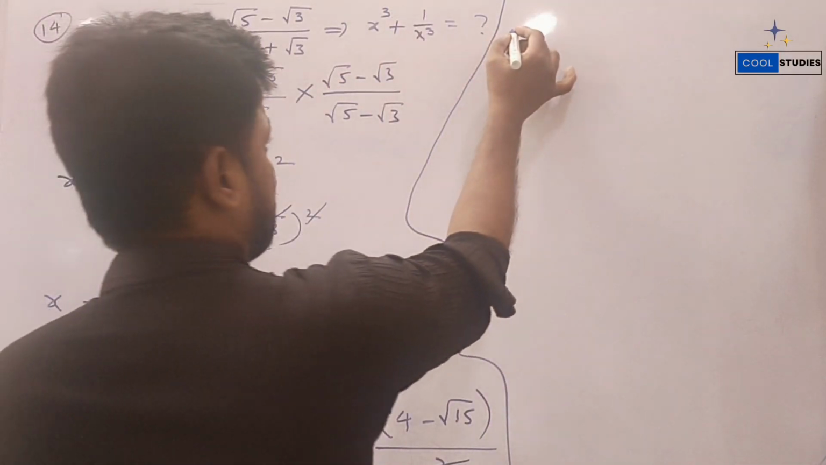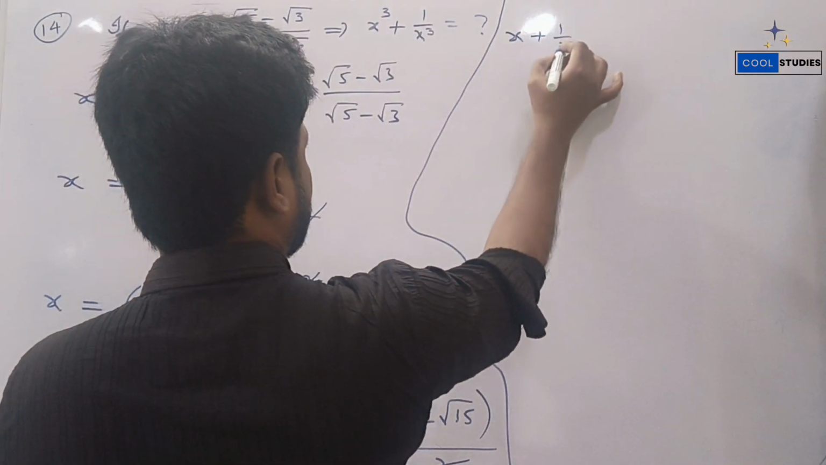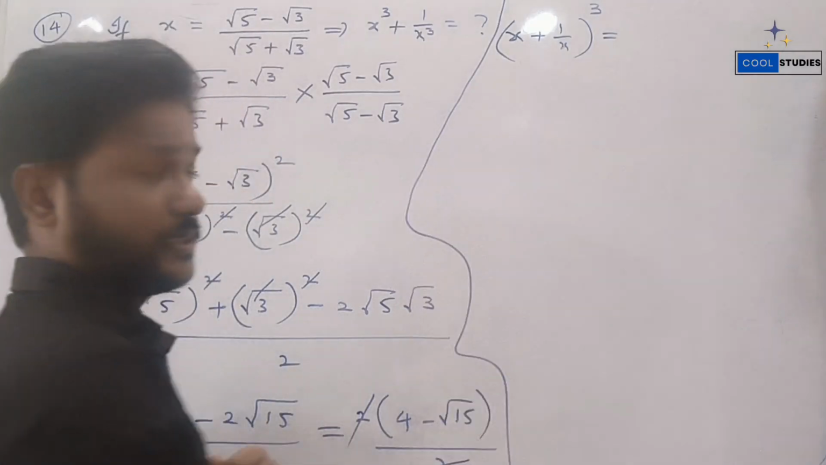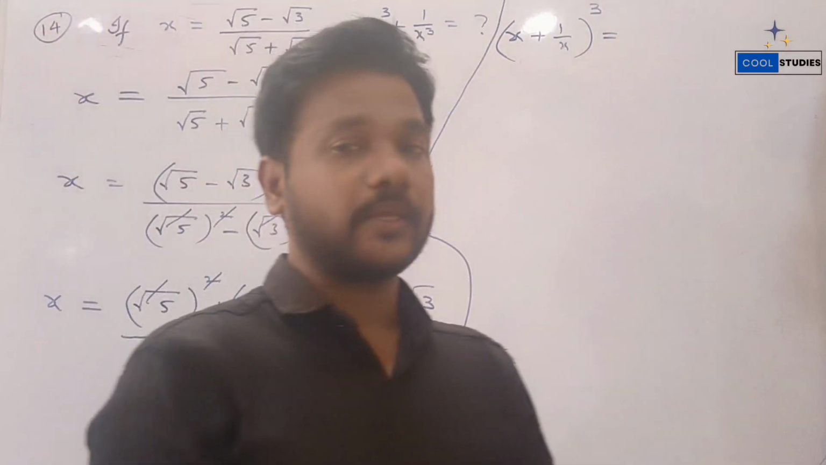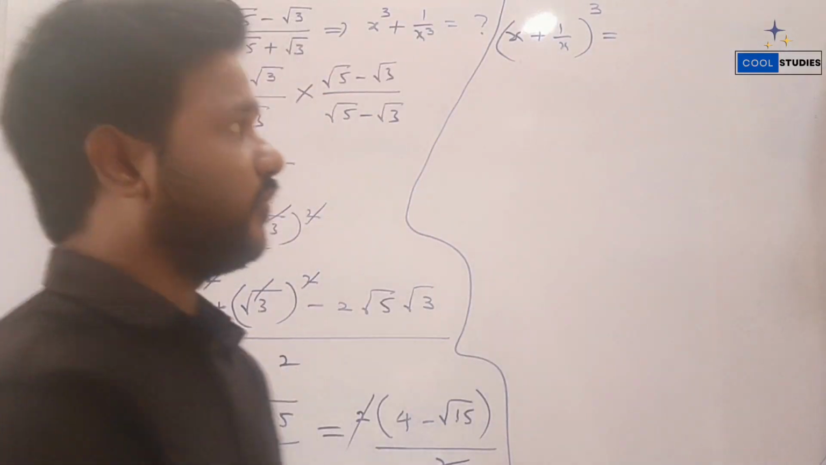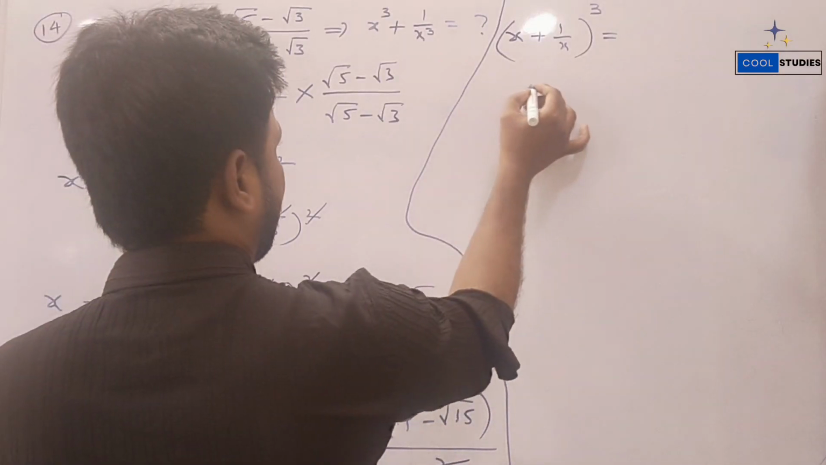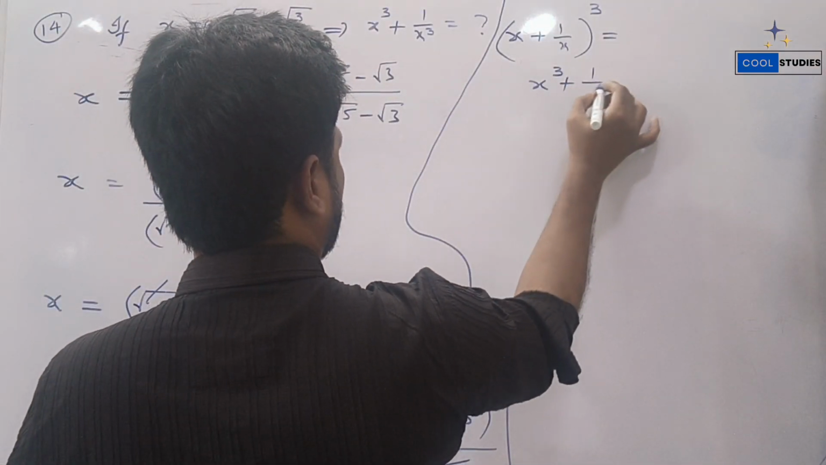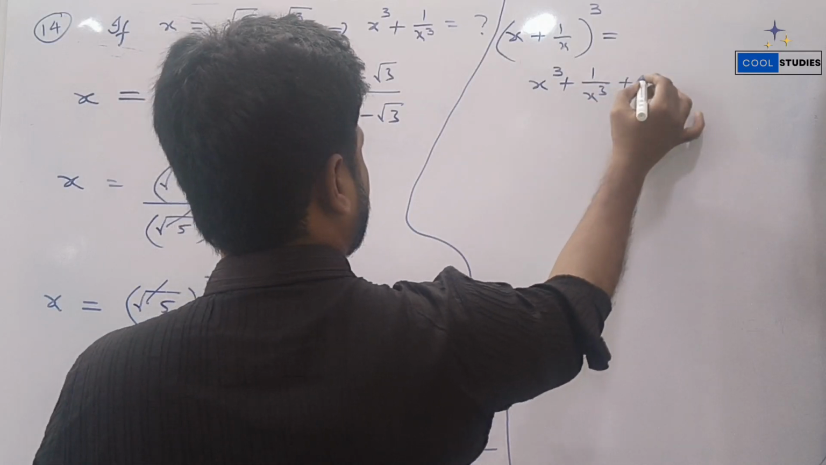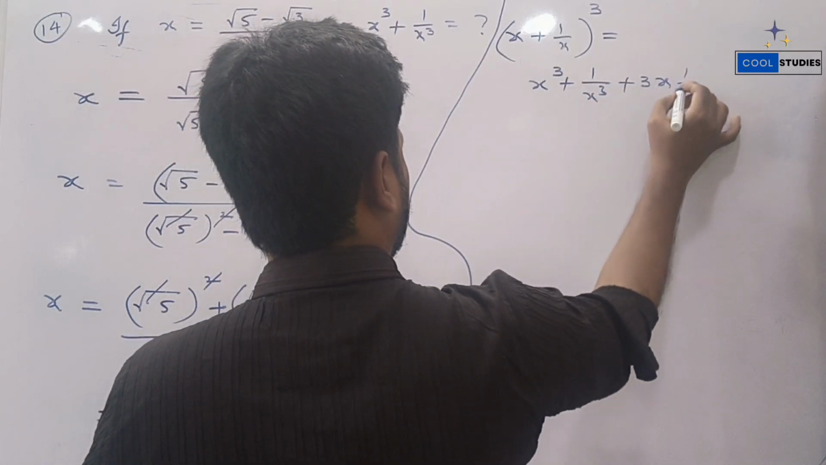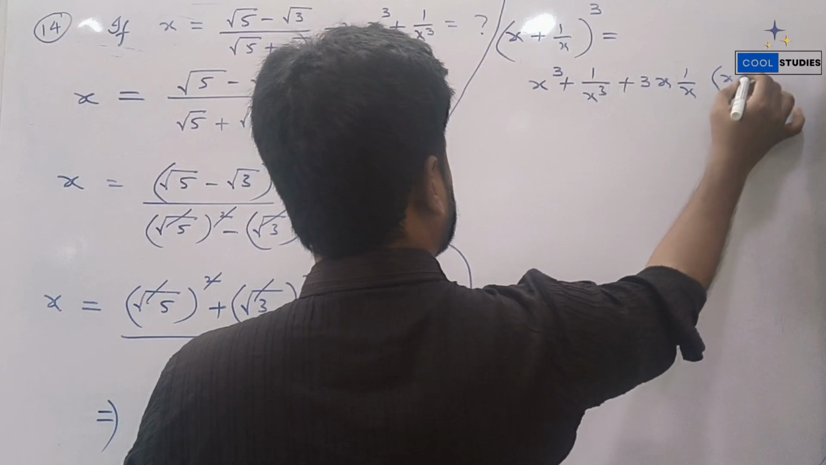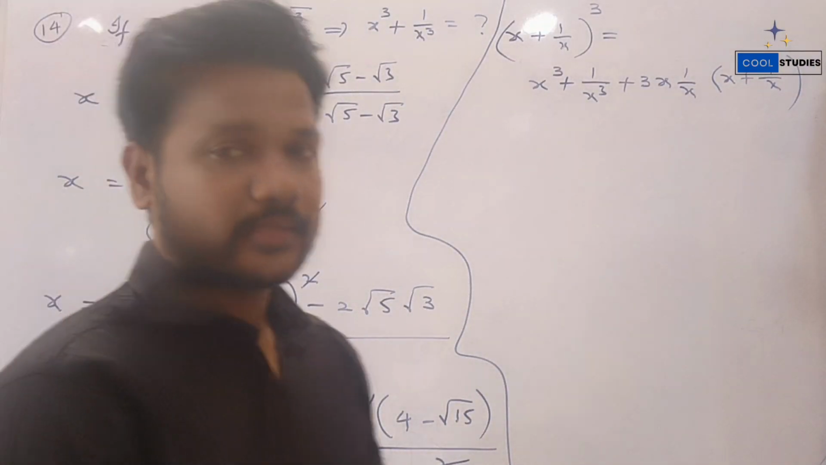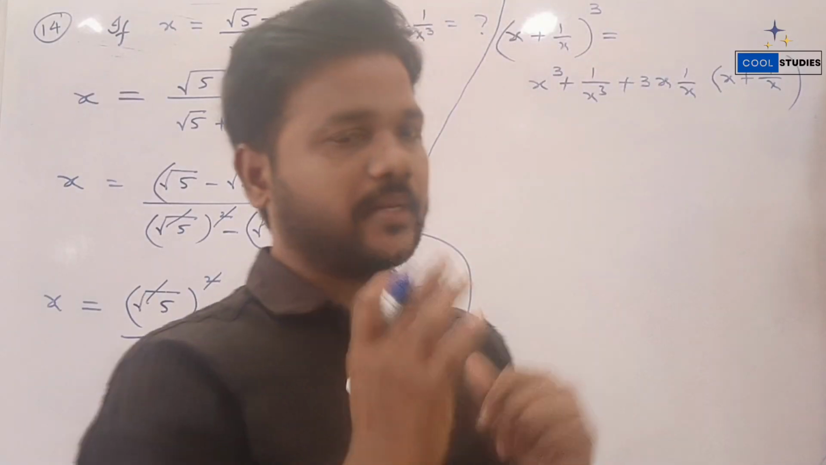Let us come to the question. X plus 1 by x whole cube. I am writing the formula here. That is the a plus b whole cube formula. So what is the formula here? A cube, that is x cube, plus b cube, 1 by x cube, plus 3ab, 3 into a into b into a plus b. I hope you understand.